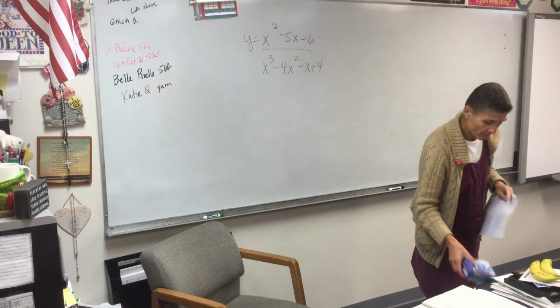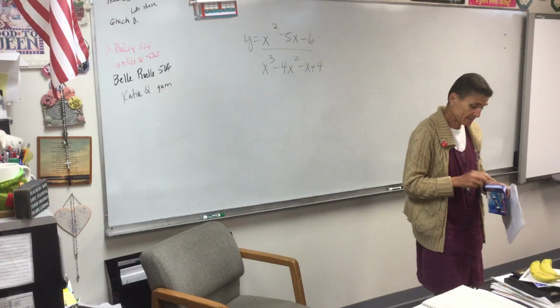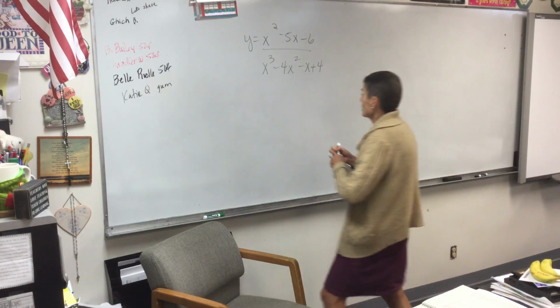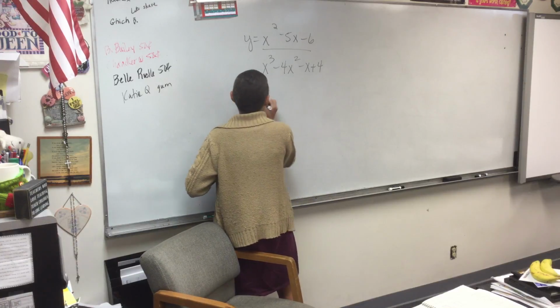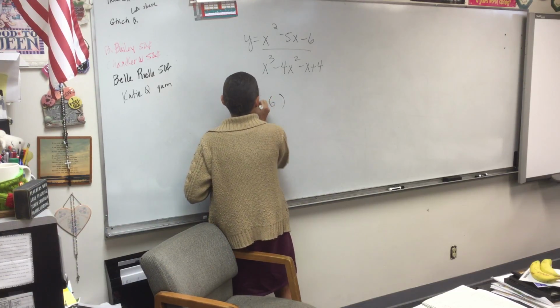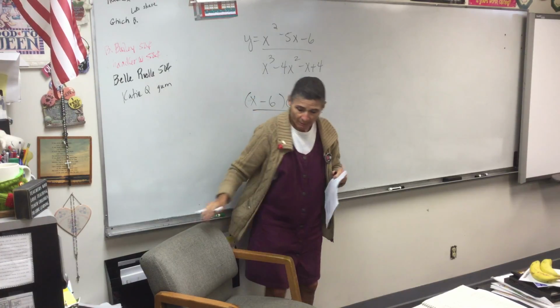You might think 3 and 2, but it's not 3 and 2. It's 6 and 1. We need 6 and 1 this time because of the signs. So we're going to have x minus 6 and x plus 1. All right, now what about the bottom?